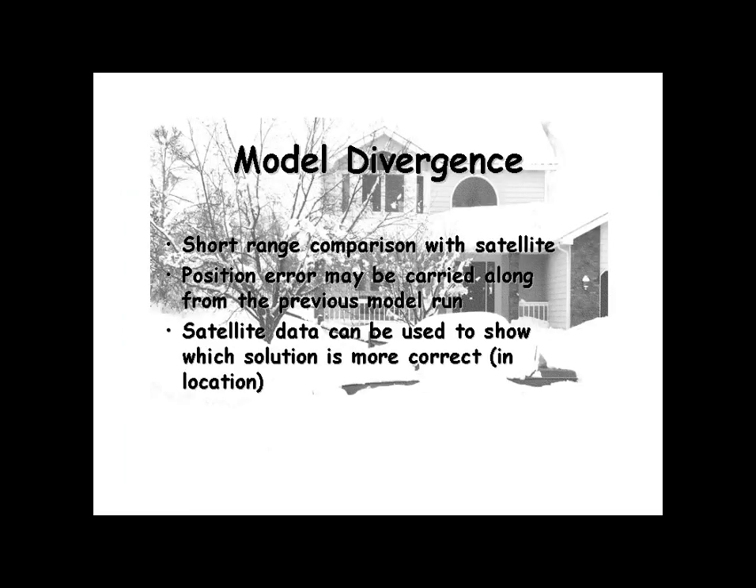Model divergence, just keep in mind here that I'm referring to different solutions between two different models. How can the satellite imagery be used in the short term to help us figure out which one is more correct in location?